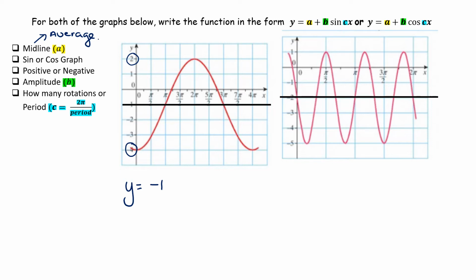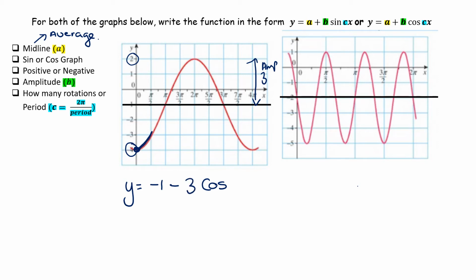Okay, so that's our first thing. Is it sine or is it cosine? Well, I'm starting here, away from the midline, so it must be a cosine graph. Is it positive or negative? My first section is below the midline, so it must be negative. The next thing is our amplitude. My amplitude is this height here, which is 3.